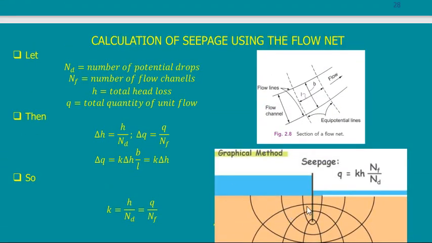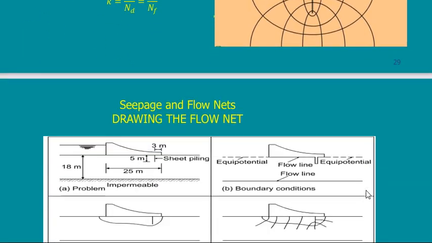So this is how we transferred Darcy's equation into this one. Q is K multiplied by H, where H is the difference in height, multiplied by NF by ND. So it is a formula. They substituted something for something, and they ended up with this value that we are going to use in our drawings.